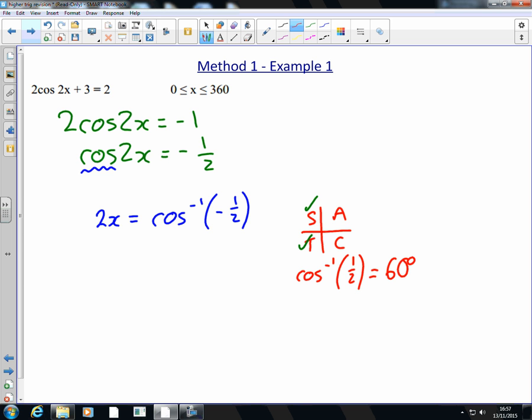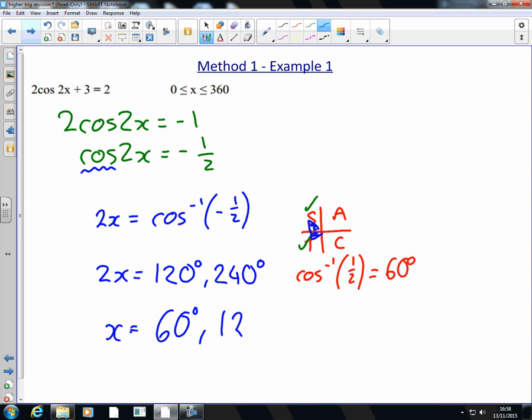So when we put them into those two quadrants, 2x is going to be 180 minus 60 for the sine in there, so 120. And in that quadrant there, it's going to be 180 plus 60, so 240. Now the answers you've got there is for 2x. We're not really interested in 2x. We want to know what x is. So the last step, in terms of solving initially, is to divide it by 2, so it'll be 60 and 120.